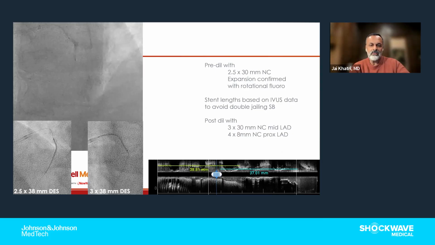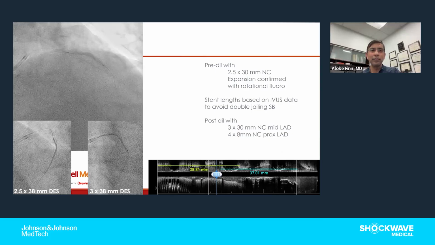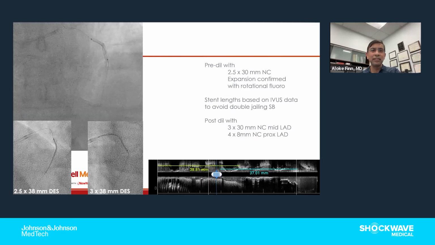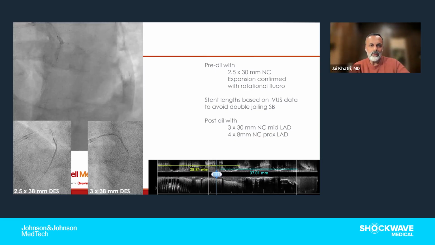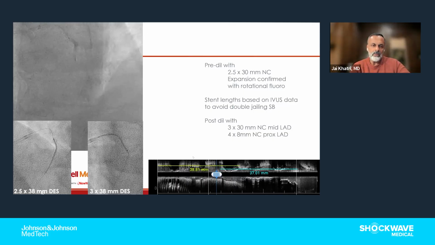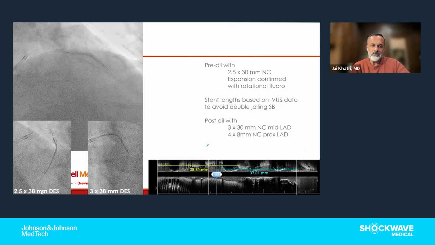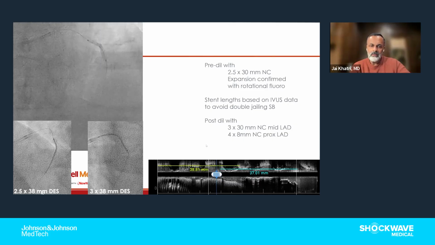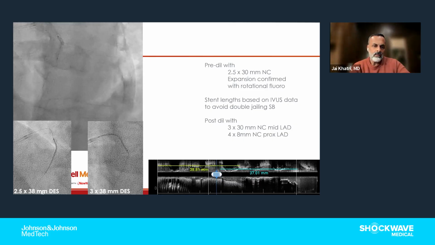So what I did here is I just took an NC balloon, 2.5 at 30 NC, and I did a rotational angio again with a balloon inflated. Didn't see a lot of constraint in the balloon, and then went ahead and deployed my stents based on what that NC's behavior was. And we can go to the next slide.